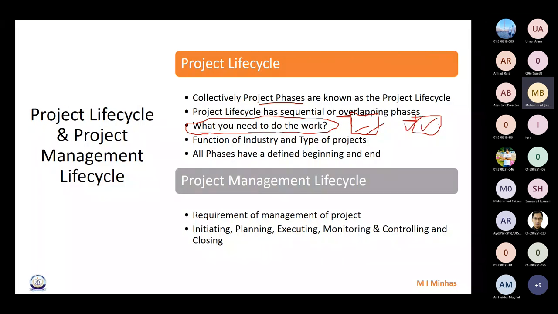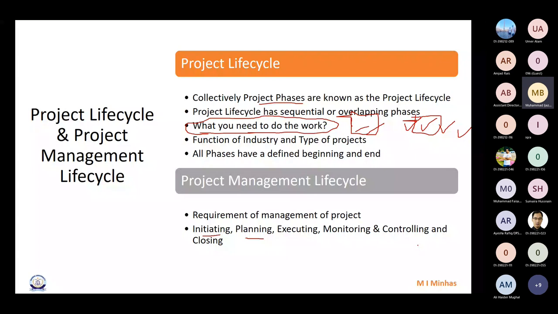Now, what is project management lifecycle? We just talked about it. These are the processes: initiating, planning, executing, monitoring and controlling, and closing. So whether we have a predictive life cycle, whether we have three phases, whether we have five phases, irrespective of that, we will actually manage that project.